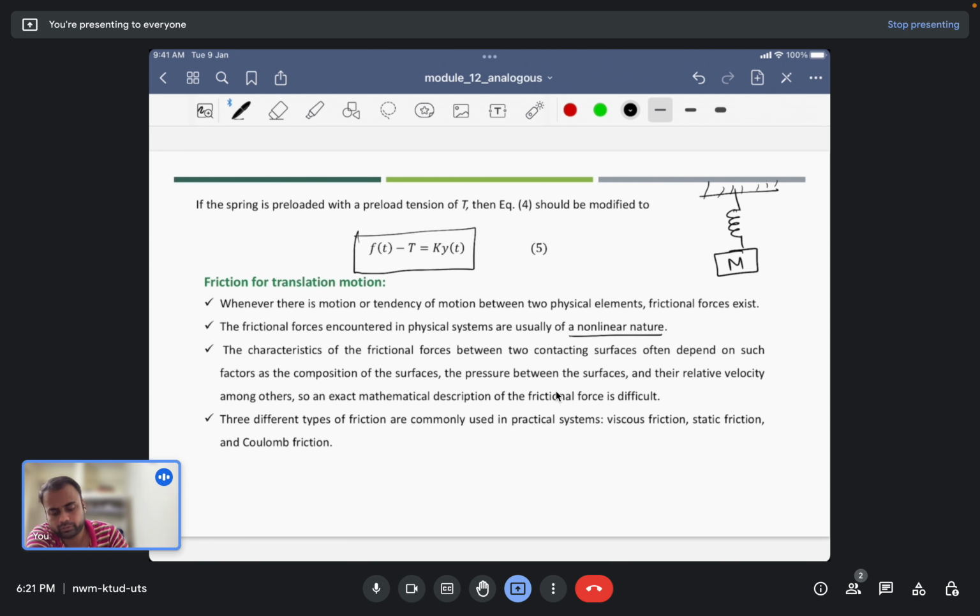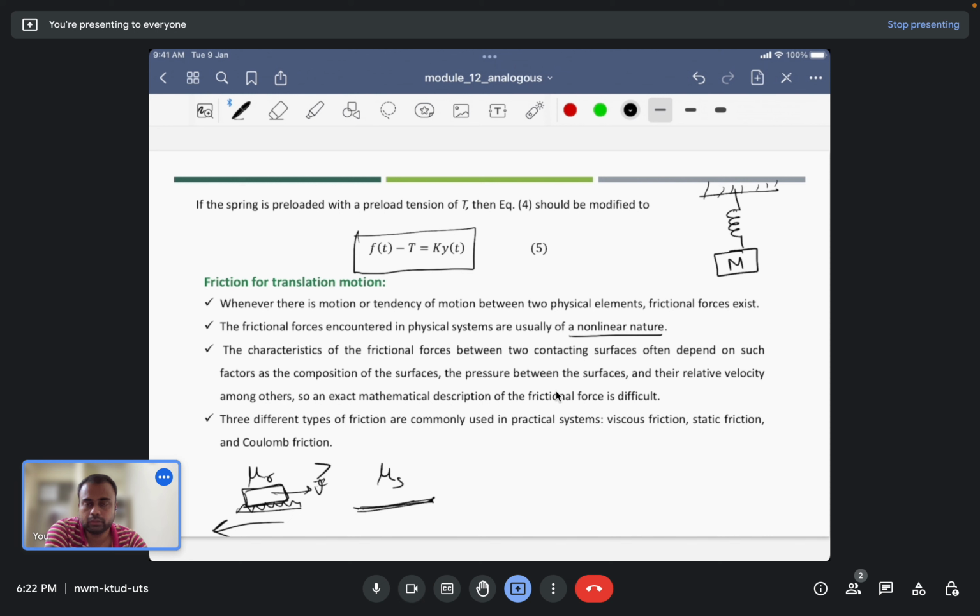Suppose we have two surfaces. One surface is a rough surface, the other is a smooth surface. In that case, the frictional coefficient mu in case of a rough surface will be higher as compared to a smooth surface. Whenever we have a rough surface, if the velocity of movement is along this direction, then the frictional force will act opposite and it will be higher.